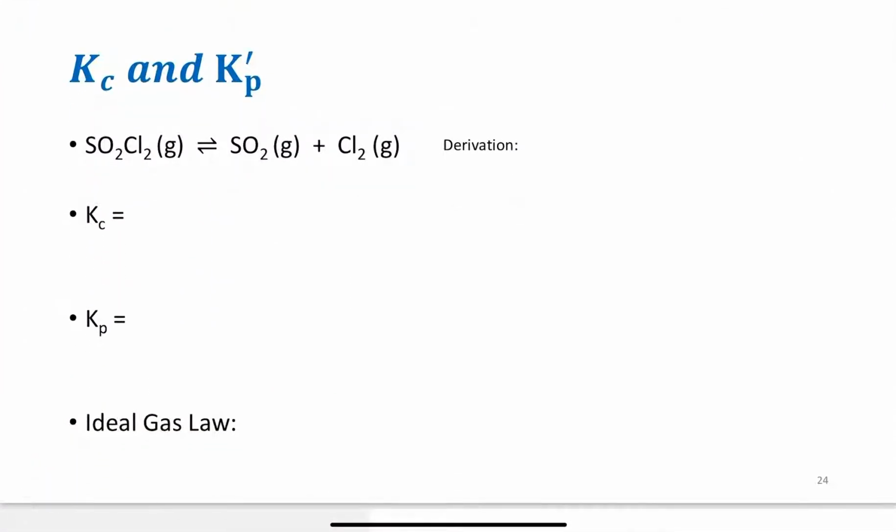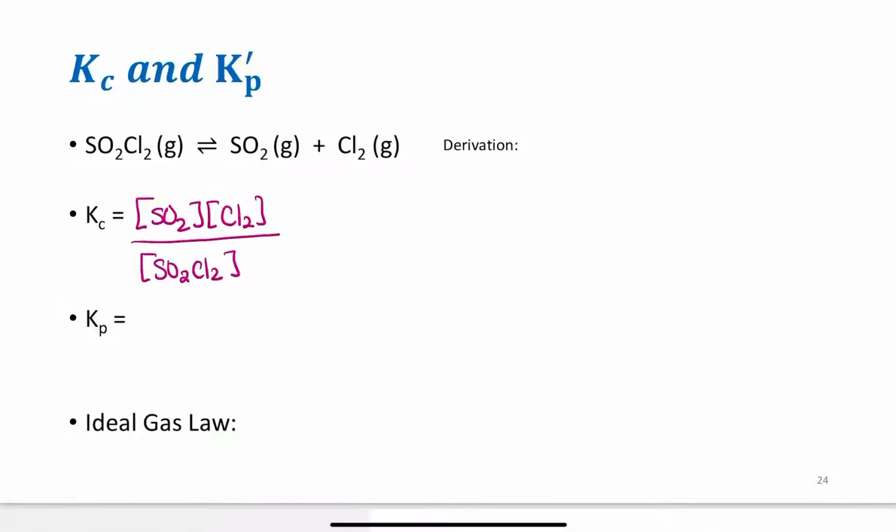As a reminder, let's look at this equation here, SO2Cl2 in equilibrium with SO2 and Cl2. Everything is in the gas phase, so this is a homogeneous system. If I want to write the Kc expression for this equation, I'm going to write products over reactants. So the concentration of SO2 times the concentration of Cl2 divided by the concentration of SO2Cl2.